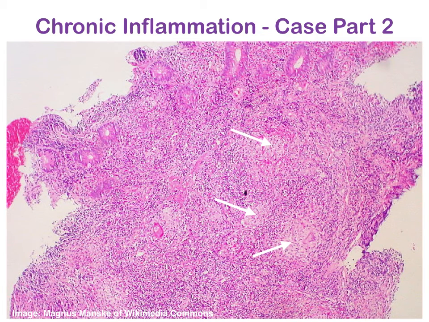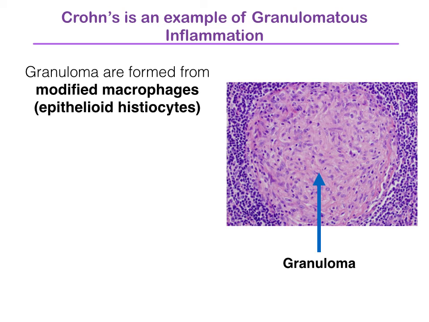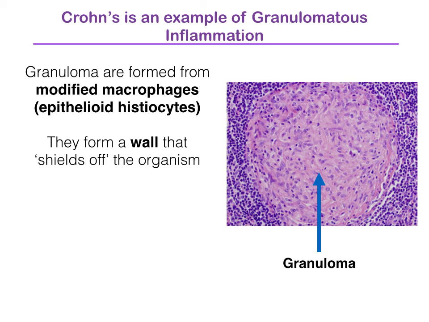And these are regions where the process has just essentially gotten too much. And so the macrophages have all bundled up together and grouped up and said, right, what we're going to do is we're going to tackle this together, boys. And as a process, they form something called a granuloma. Now this is a very specific type of chronic inflammation. But granulomas are formed when you get a collection of modified macrophages, and they're called epithelioid histiocytes. And they essentially wall off an organism or some sort of process that's become too much.